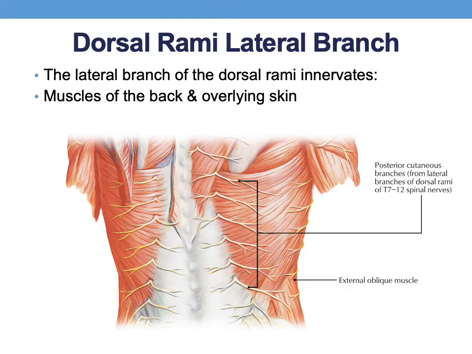The lateral branch of the posterior rami is going to innervate muscles of the back and overlying skin, particularly those muscles very close to the spine.